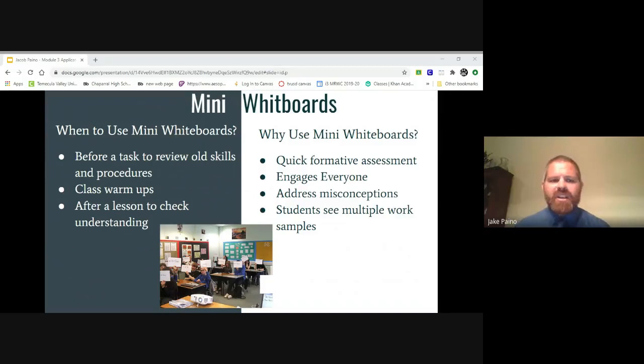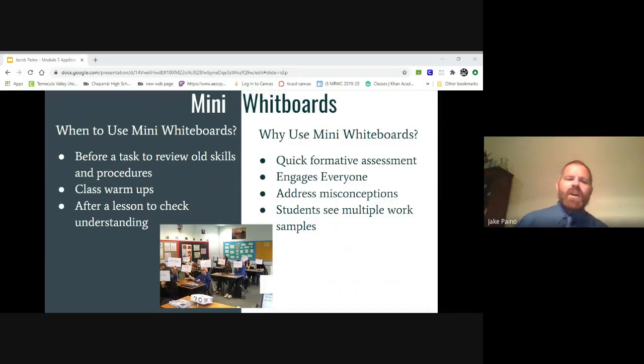It helps to address misconceptions. When you see the same mistake repeated on several whiteboards, then you know that something is wrong. There's a disconnect, there's a misconception, and we can address it and fix it early on in the process. Students look around at other people's responses. They know that a lot of people are getting this answer. Why? And it leads to, oh, that person did it this way. It leads to discussions. It leads to seeing multiple representations of the work.